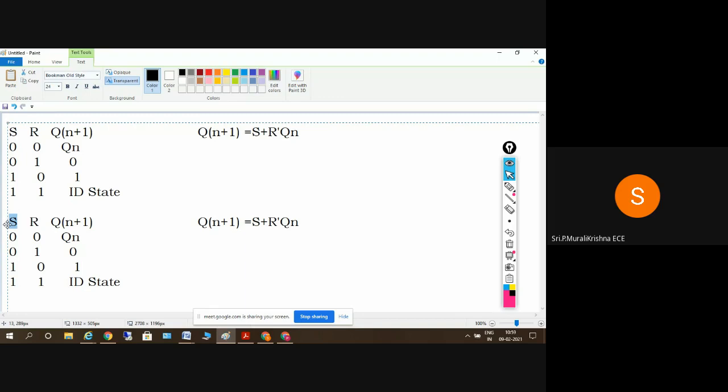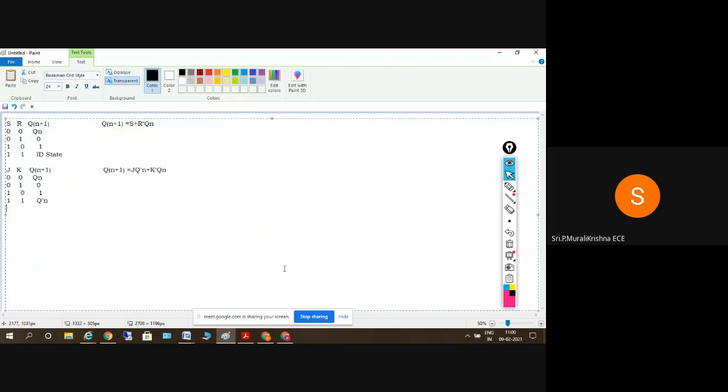Write the equation for the JK flip-flop. This is J and this is K. Everything is fine when J and K are equal, but the only difference is that for 1 1 we get Q bar n. Yes or no? Yes, sir. So the equation is J Q bar n plus K bar Q n. That is the equation of the JK flip-flop.